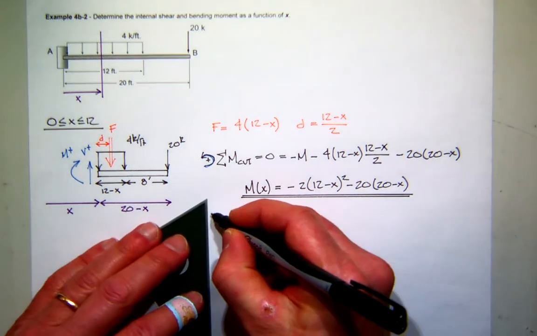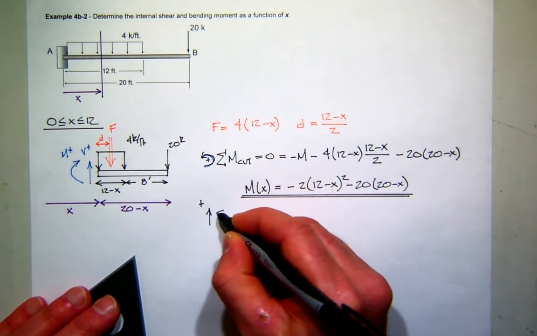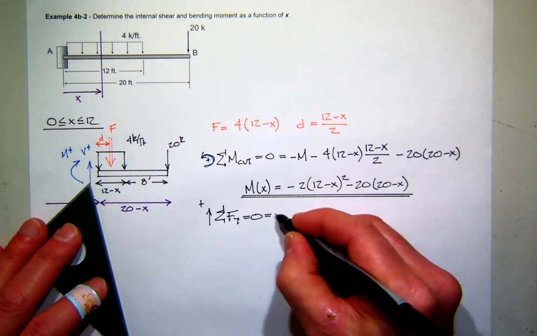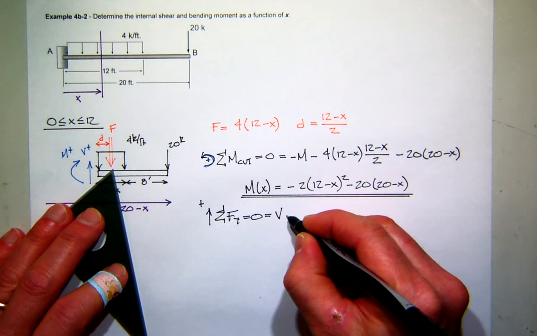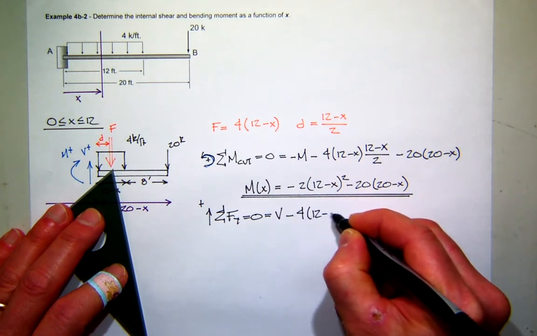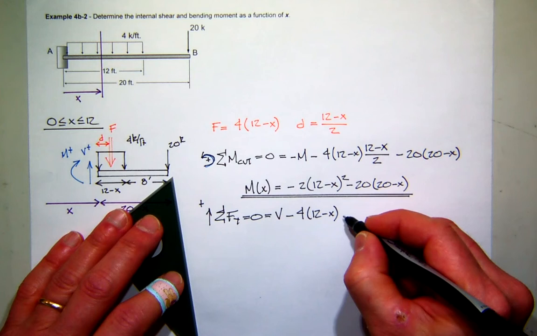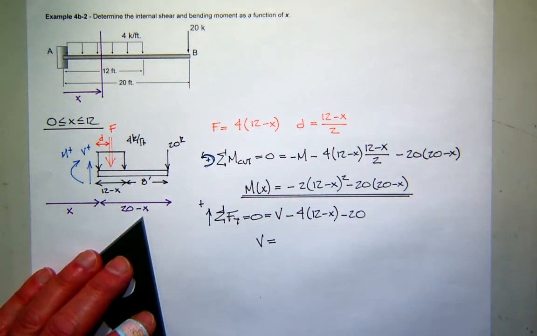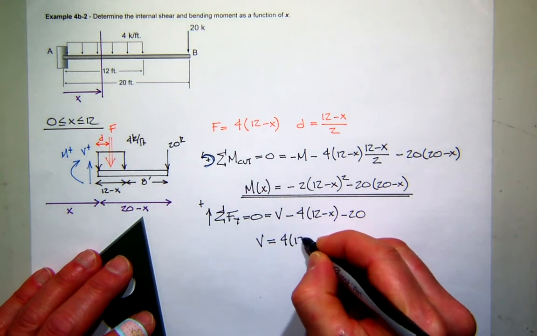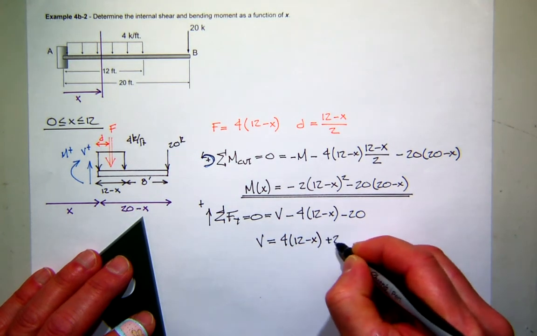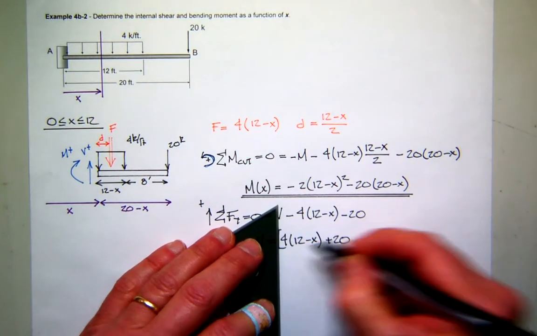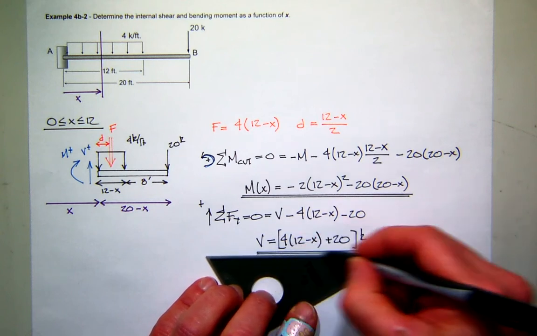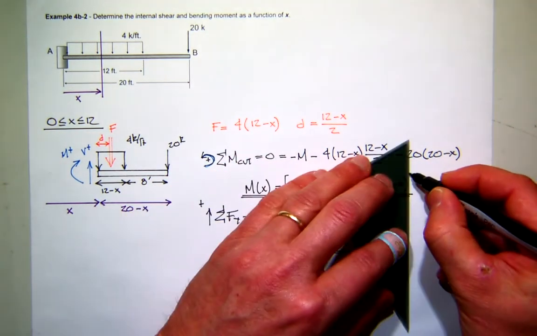But I can go ahead and do what? Sum forces in the y direction and see what my shear force is. So I've got my shear force acting up, my force acting down, that's minus 4 times 12 minus x, and then minus 20. So it looks like the shear is equal to 4 times 12 minus x plus 20. And that would have units of kips. I forgot to put my unit up there. I'll go back.